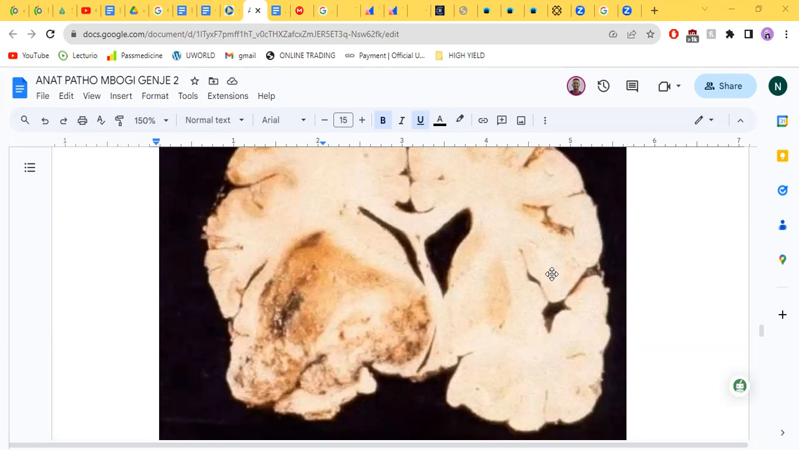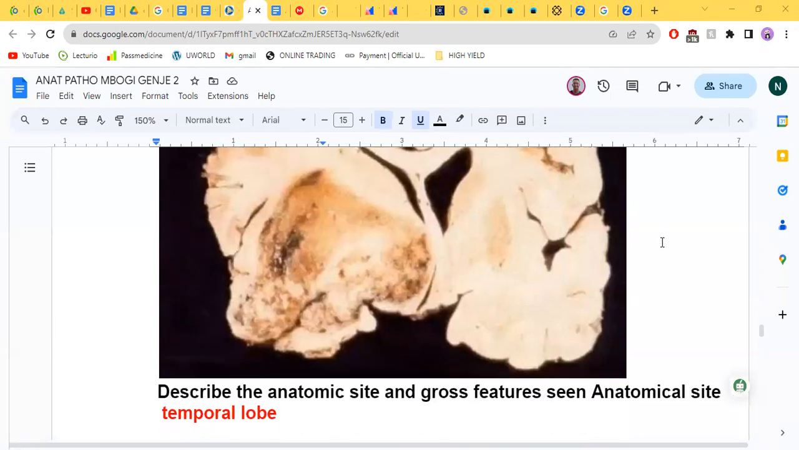Any guesses as to what the diagnosis could be? A glioma. Any more guesses? Glioblastoma multiforme. Glioblastoma multiforme. Yes, so all of those responses were correct. And this is a glioblastoma multiforme.